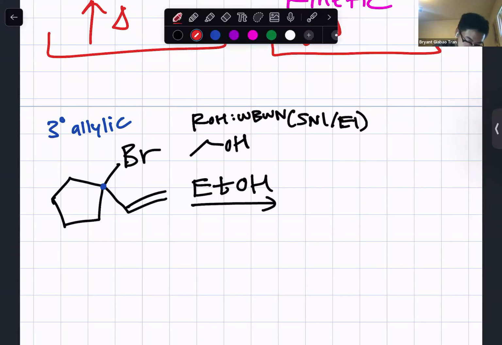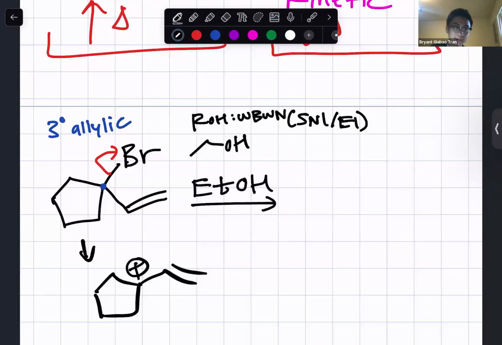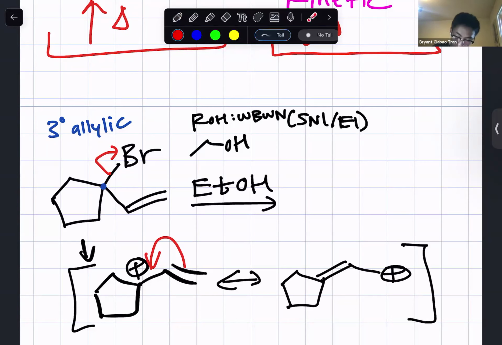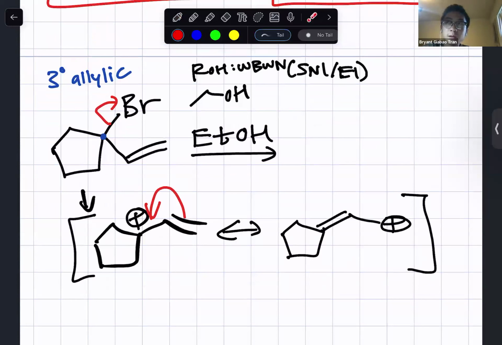where the first step of this mechanism, kick out that good leaving group, form your carbocation there. We know that this carbocation here is allylic, meaning that it is one away from this double bond, which means that it can do resonance. So let's draw out that resonance structure here. Once we have that resonance structure, now this is the part where we determine which intermediate will give us the thermodynamic product and which intermediate will give us the kinetic product. Thermodynamic is the one that gives us the more stable double bond.